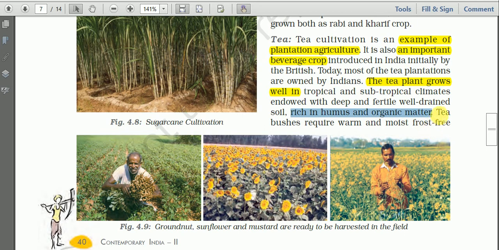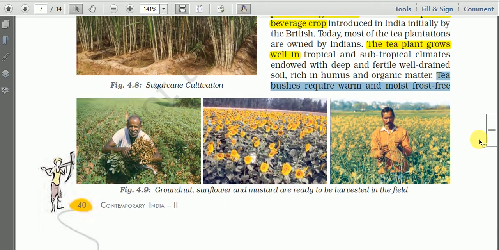About the temperature, tea bushes require warm, moist, frost-free conditions. Moist means there should be enough water vapor in the air, and frost free means the temperature should not go below 0 degrees Celsius. If it goes below 0 degrees Celsius, it is harmful to the tea leaves. So this is about tea.